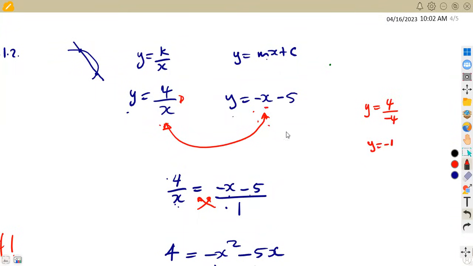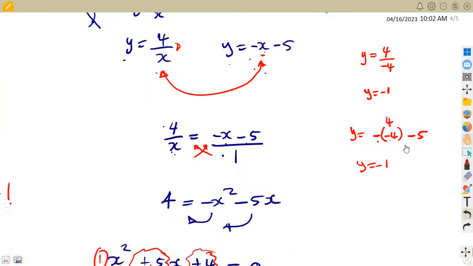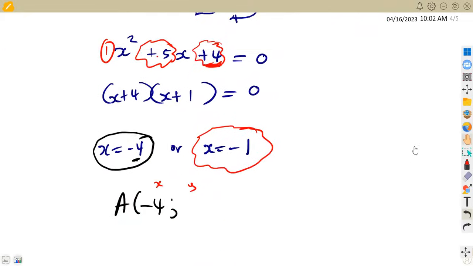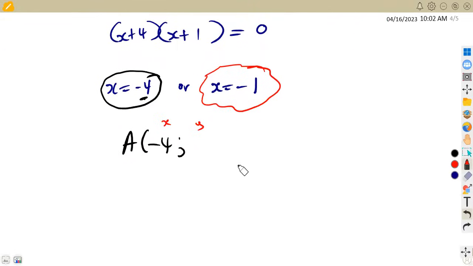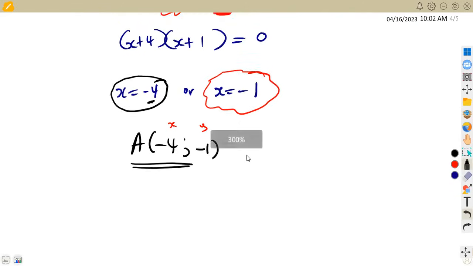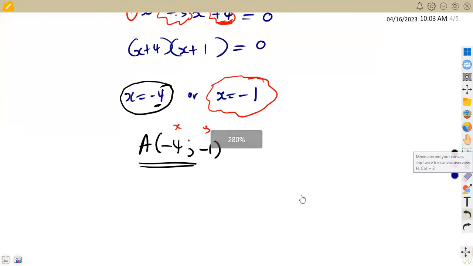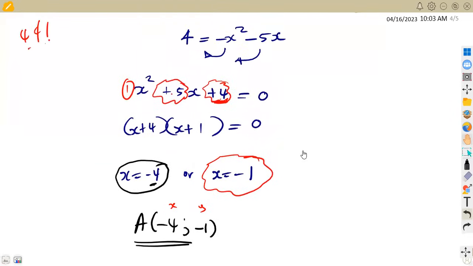I can substitute here. Y is equal to -x minus 5. Our x is minus 4. So it is going to be minus, minus 4, minus 5. Minus, minus, that's a plus. So 4 minus 5, which is minus 1. So you can see that y is minus 1 at that point. So you can substitute into any equation of your choice. So y is negative 1. So this is our point A, which is going to be (-4, -1).